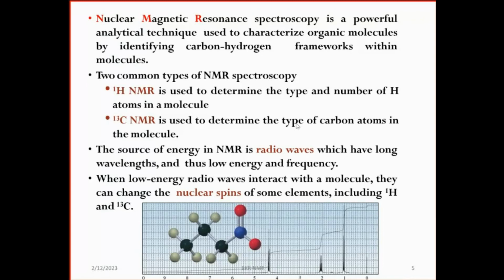So you can straight away rule out all the other options. So that is how I'm going to train you to solve the NMR problem.